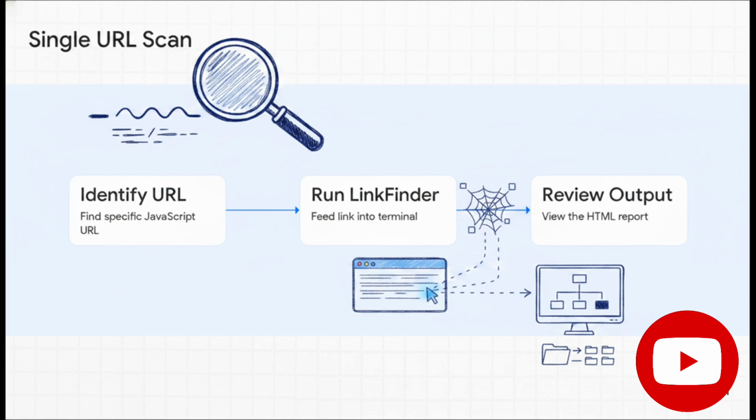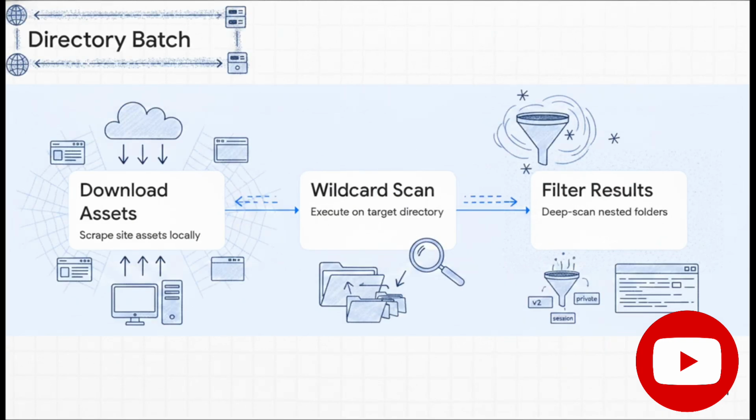You instantly get this elegant HTML document mapping out every single discovered route, including those sneaky hidden admin paths. Next up is Method 2, local directory batch analysis. So what happens when you need to analyze thousands of JavaScript files all at once? Well, you start by downloading or scraping an offline copy of all the site's assets straight to your local machine.